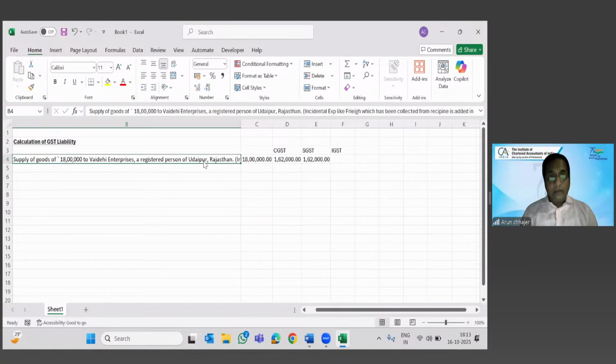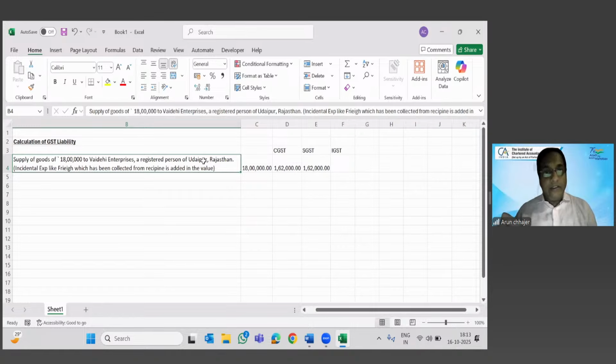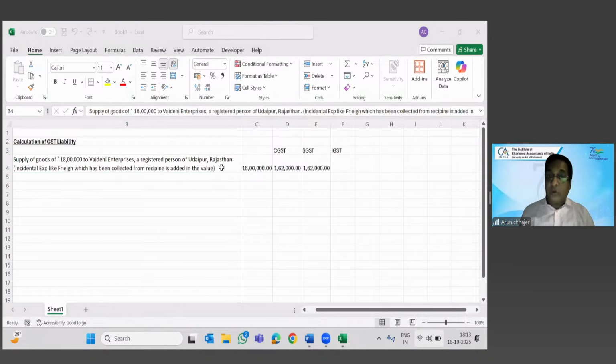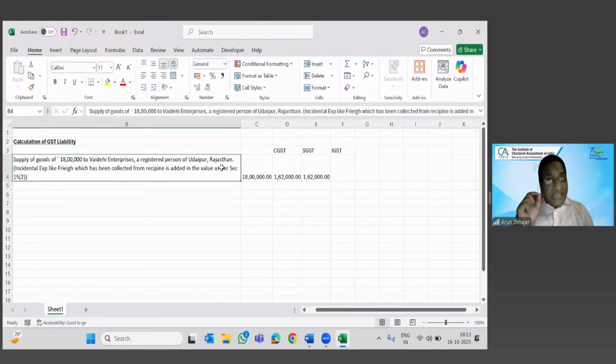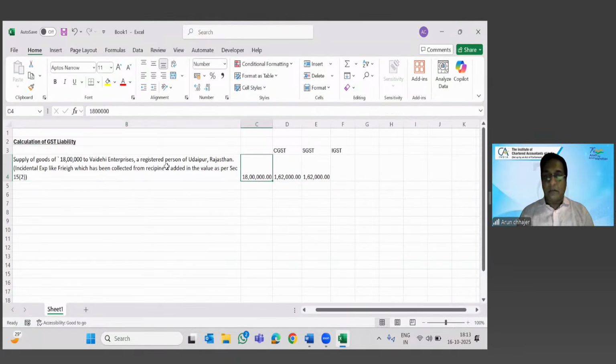And tell me, will it have the same tax rate or a different tax rate? See, I have added the freight, as per section 15 subsection 2. The addition is told by section 15 subsection 2. But which tax rate will be levied? Who will decide which tax rate will be levied?